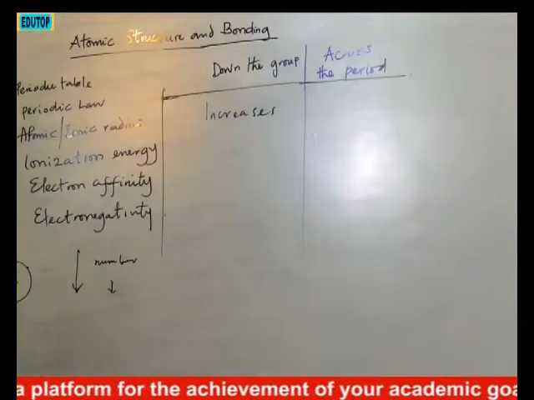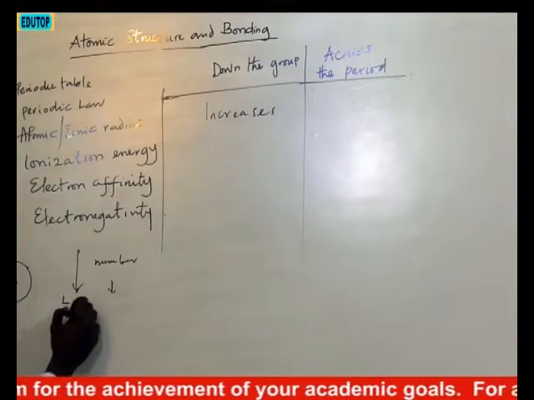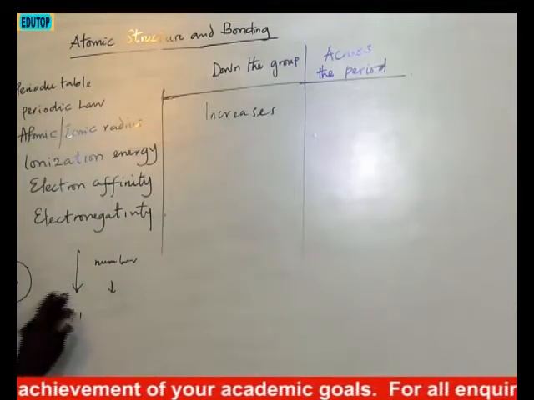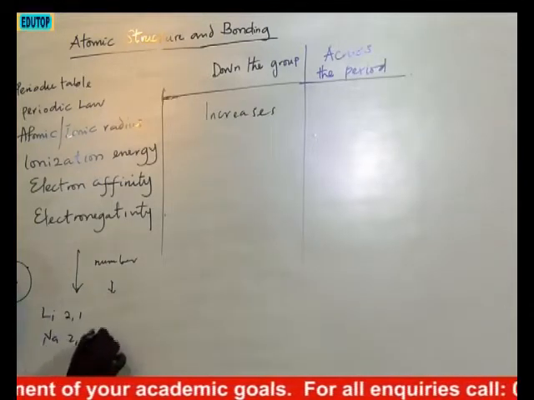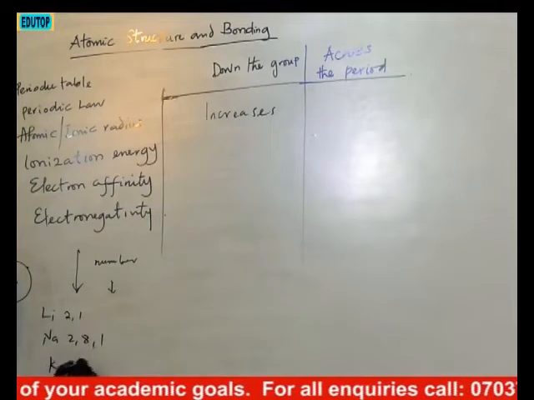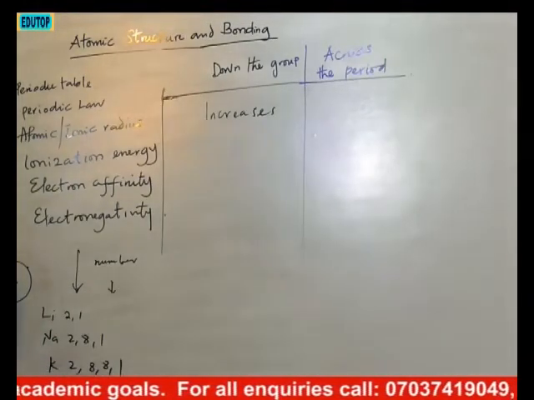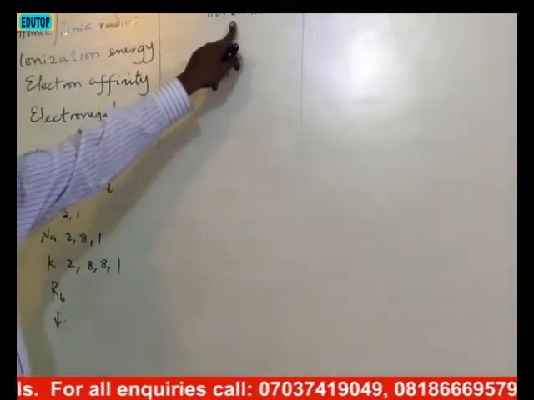Down the group, where you have, let's say, lithium, which is 2,1, sodium 2,8,1, potassium 2,8,8,1, rubidium. So as you are going down, the number of shells will definitely increase. That is why it increases down the group.